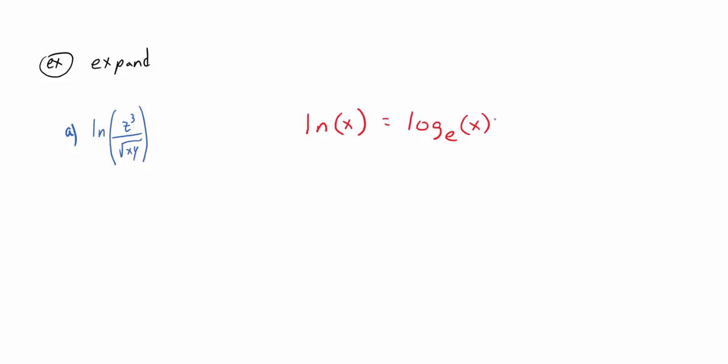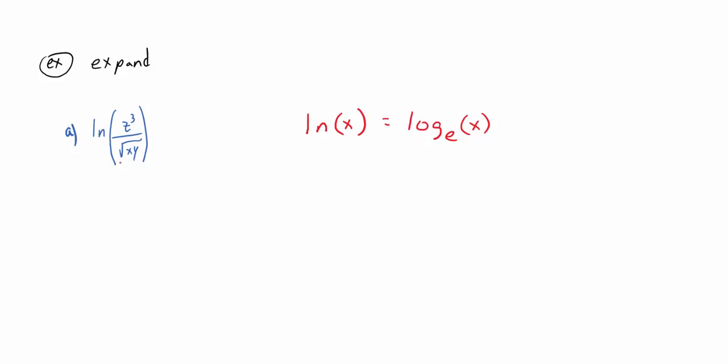Okay, so don't let the ln here scare you. It's just the natural log of the input, which is z cubed divided by the square root of x times y. So I want to remind you how to expand. So what do I really mean by expand? We want to write this as the sum or difference of logarithms. Okay, the sum or difference of logarithms. That's what we're going to do here. Natural logarithms in this case. So that's what I mean by expand.